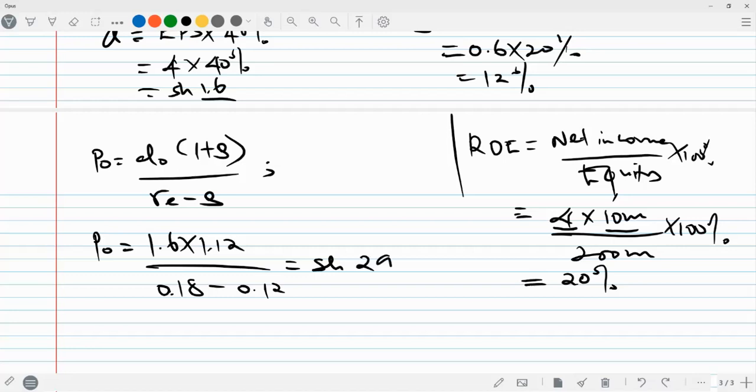$29.87. Yes. Okay, 29.87 comes for the share price for this company using the dividend growth model. Any question? Okay, no question. Seems it was clear. The question was clear to all of you.